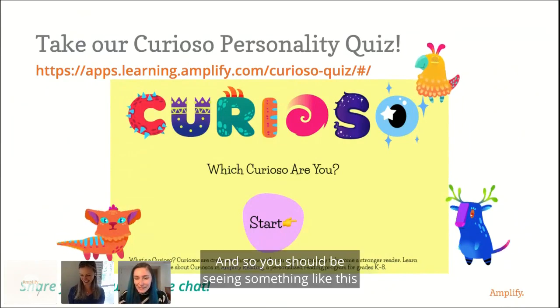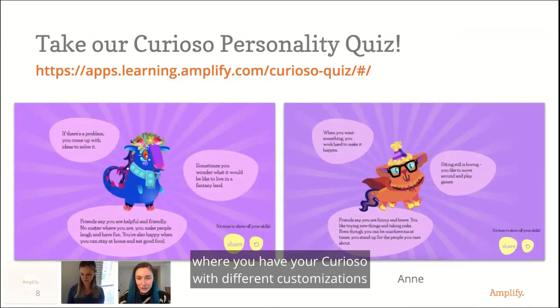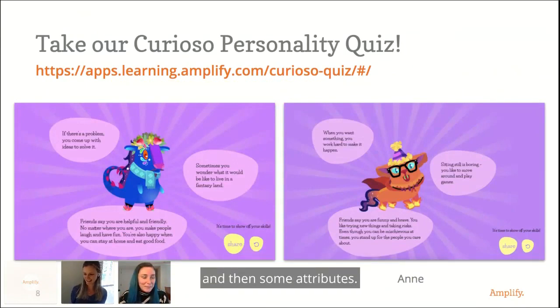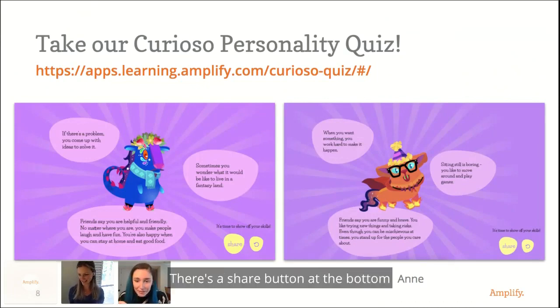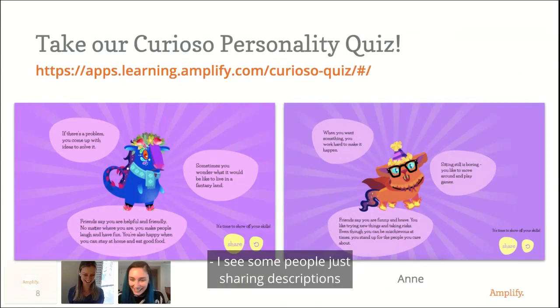And so you should be seeing something like this, where you have your Curioso with different customizations and then some attributes. So you can share it. There's a share button at the bottom, which will give you a link, and then you can drop it in the chat. Yeah, I see some people just sharing descriptions too.